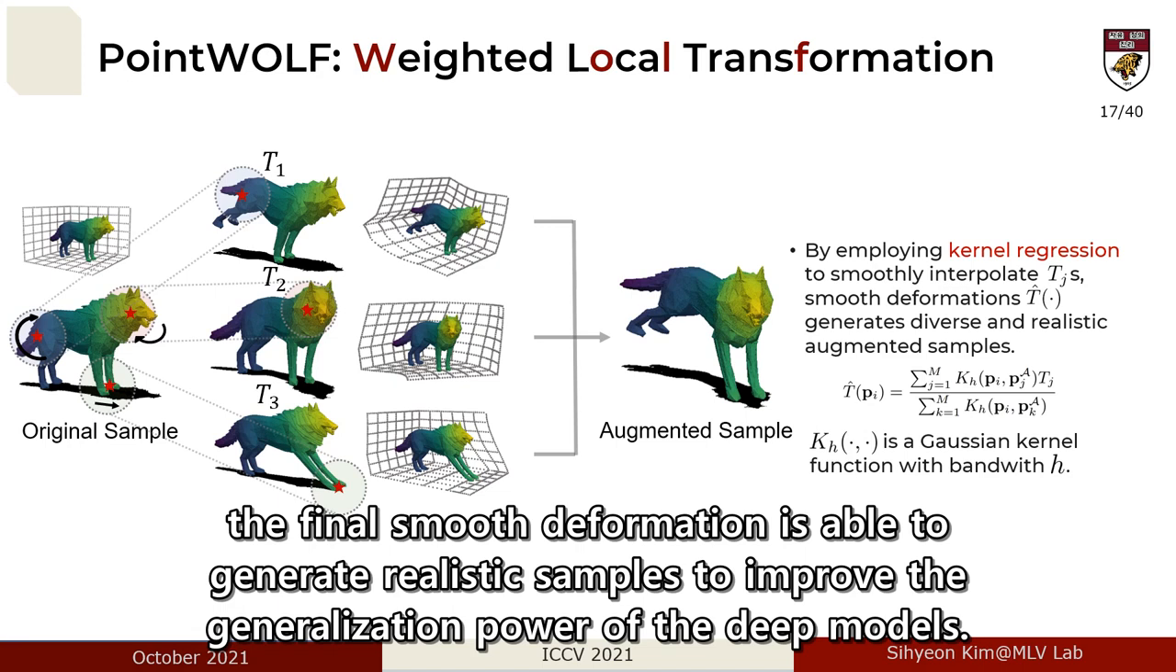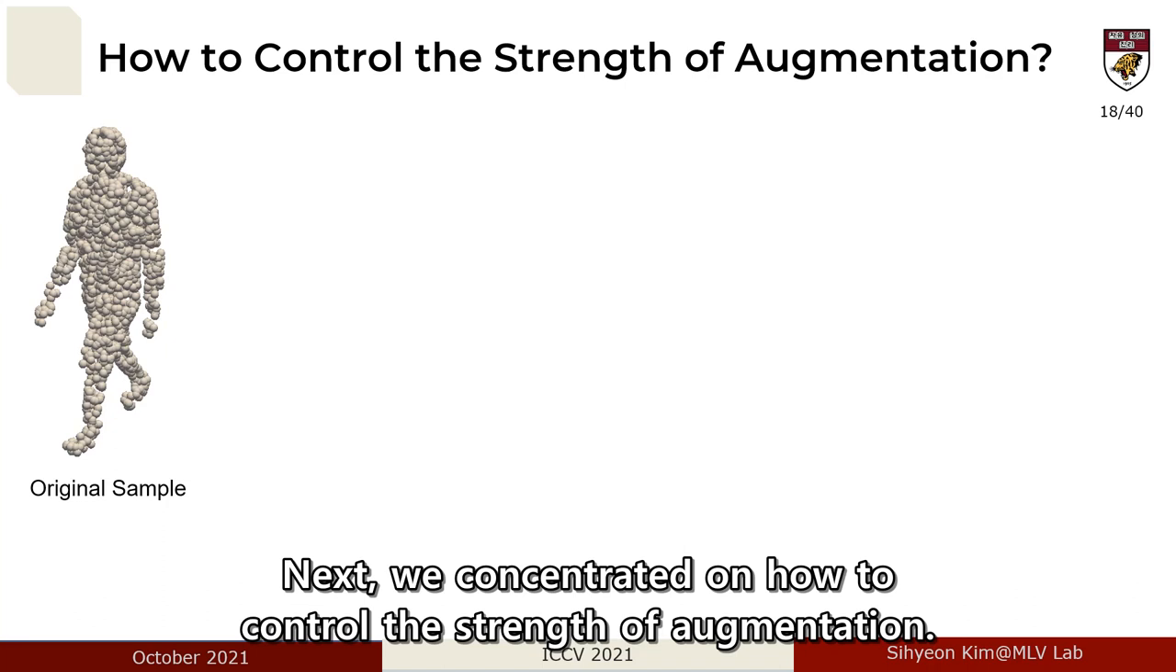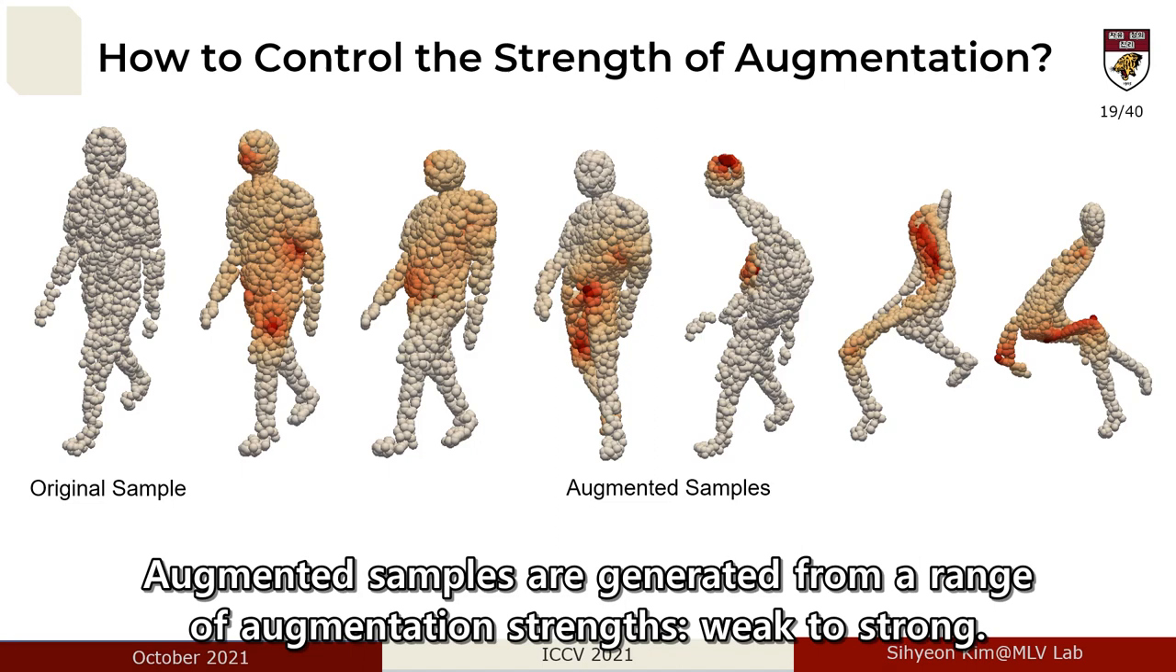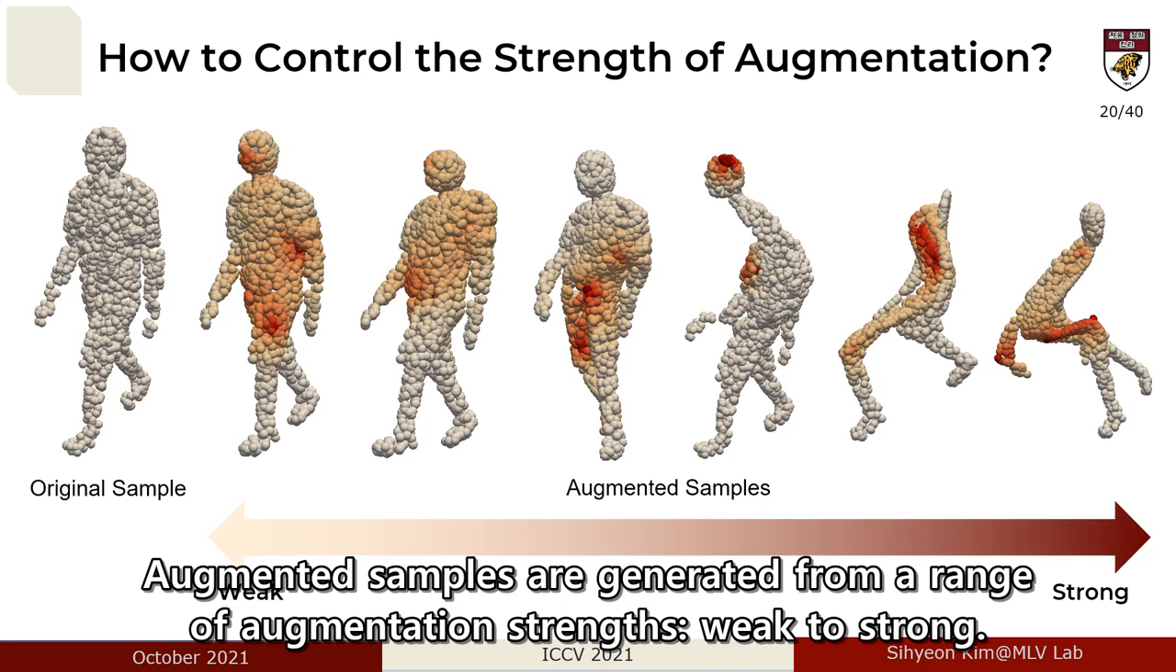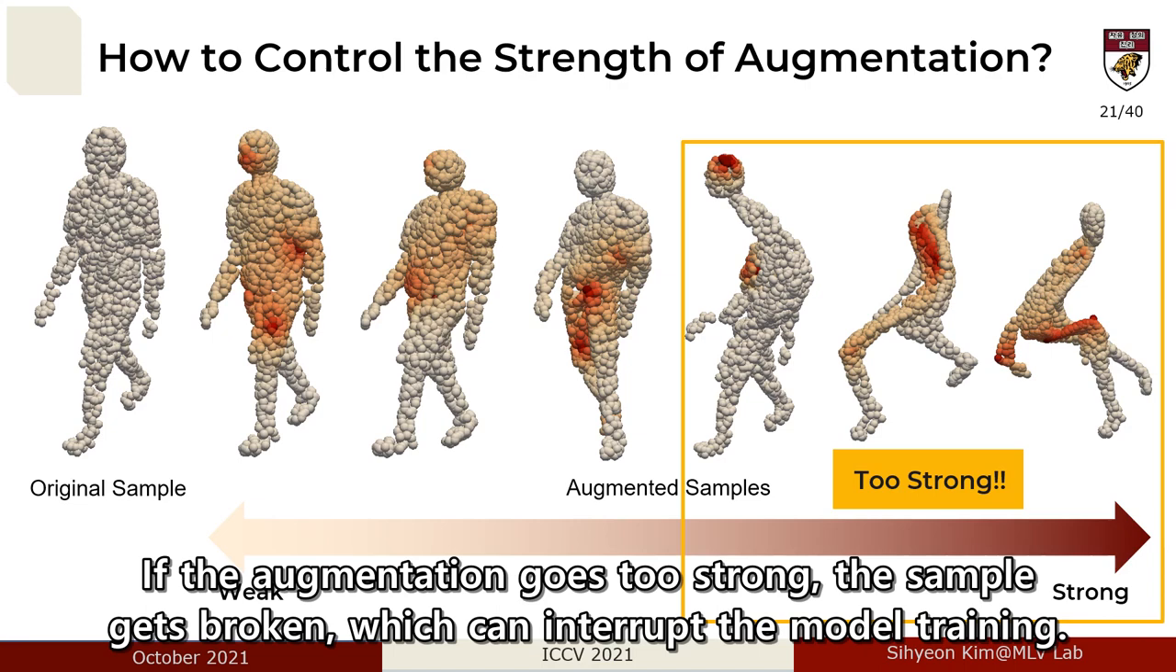Next, we concentrated on how to control the strength of augmentation. Here is an original human class sample. Augmented samples are generated from a range of augmentation strengths, weak to strong. If the augmentation goes too strong, the sample gets broken, which can interrupt the model training.